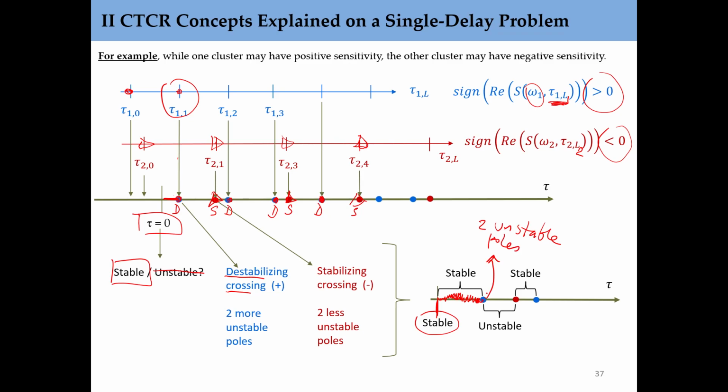Good. Now imagine you increase the delay value further, you're still unstable, unstable, unstable, unstable. You hit this red value, and the red value is actually stabilizing, and it comes from the red set. It means those two unstable poles must return to stability. There is no other way because there are no more than two unstable poles. If this crossing is stabilizing, those two unstable poles must return back to the left-hand side of the complex plane. Now you're back to stable, stable, stable, stable, stable, stable.